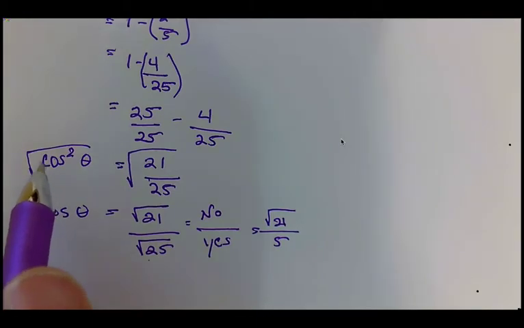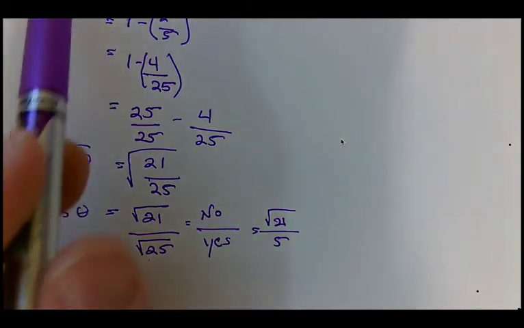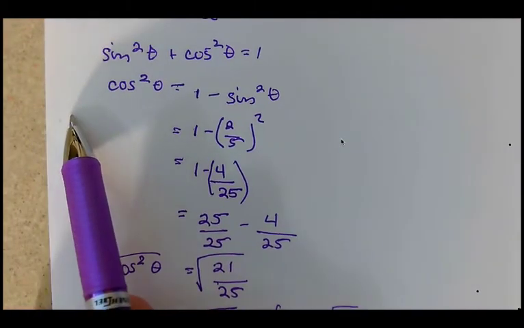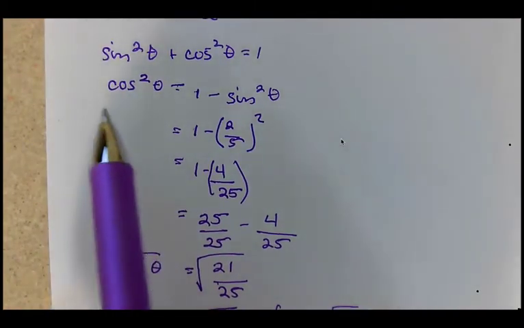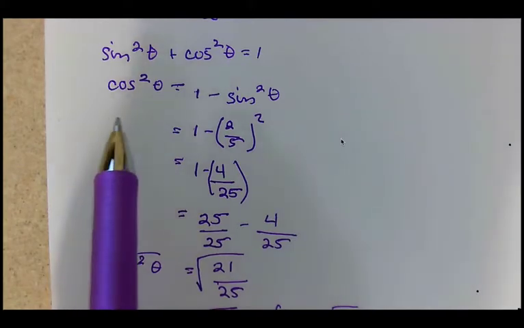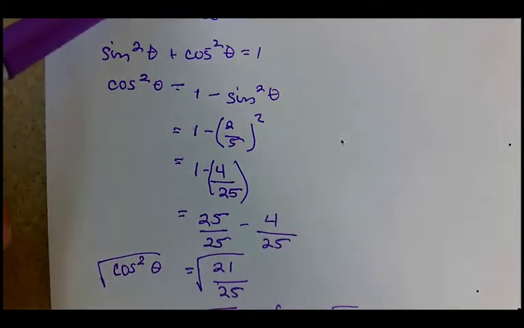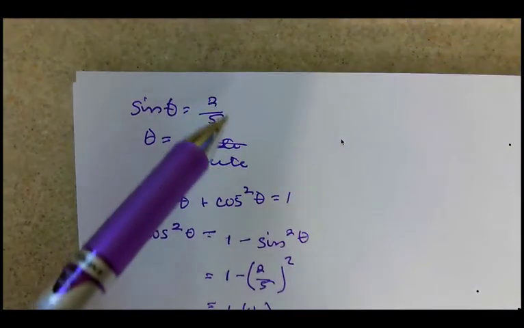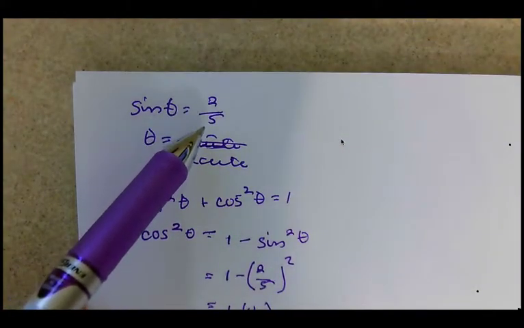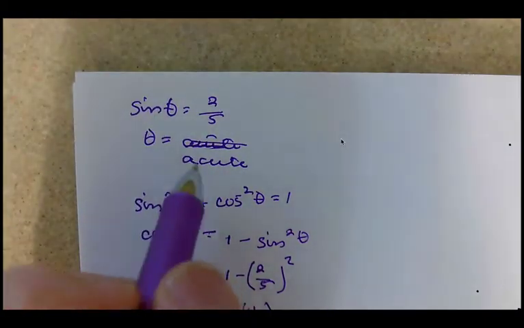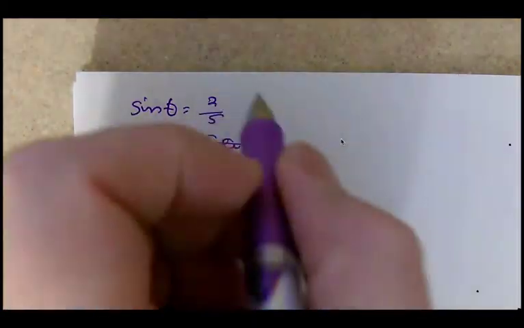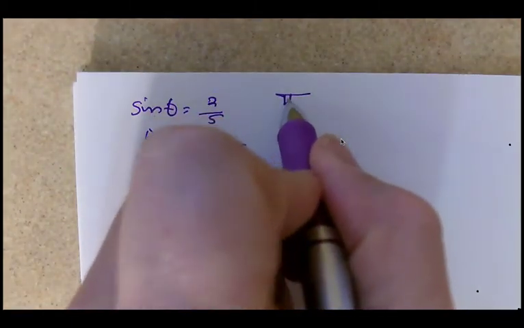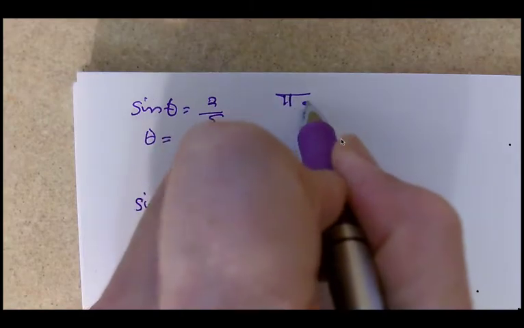Now the next important part that I need to look at is where is this located? Do we really know at this point? Oh yeah, we kind of do now. Because we know that sine of theta is 2 over 5, which is positive. And in this case, it's in either quadrant 1 or 2.